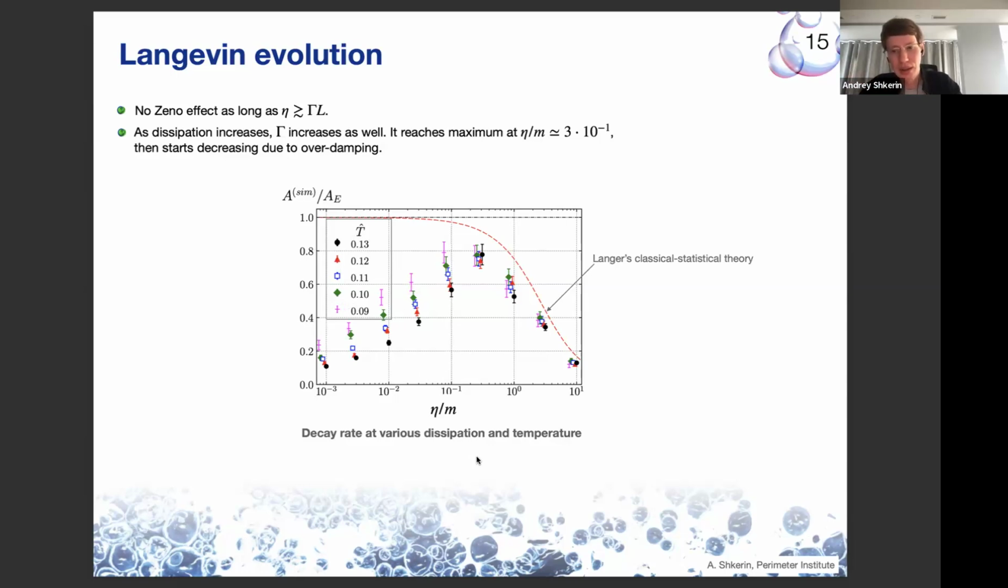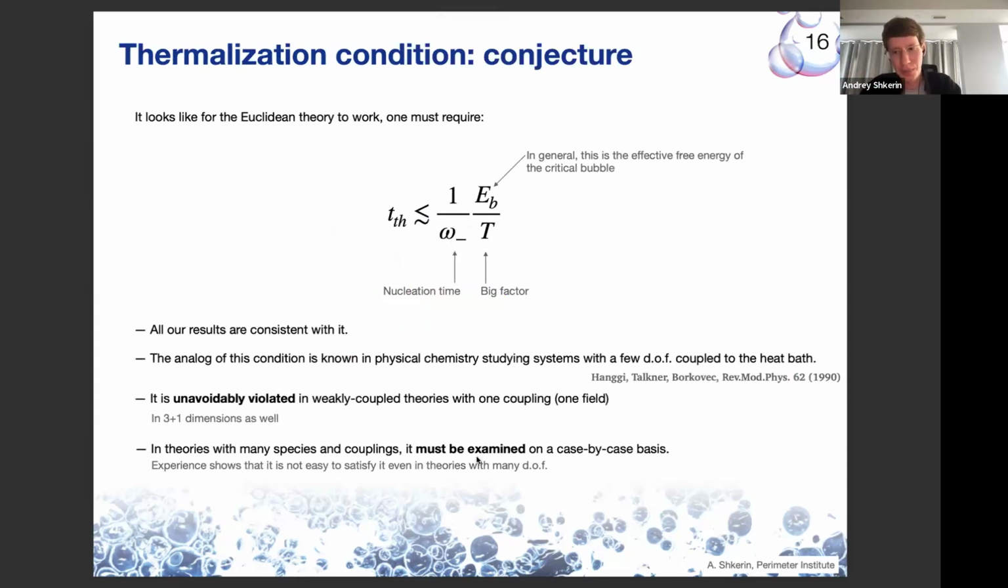So these results lead us to the following conjecture about the thermalization time. The thermalization condition, which must be satisfied for the Euclidean theory to give the correct prediction about the decay rate. And I write this condition here. So thermalization time must be smaller than this time scale. The time scale is a product of two factors. The first factor here is the inverse growth rate of the critical bubble. And as we discussed, this is just a nucleation time. It tells you how fast the system passes through the bottleneck, how fast the critical bubble grows. So this is a nucleation time scale.